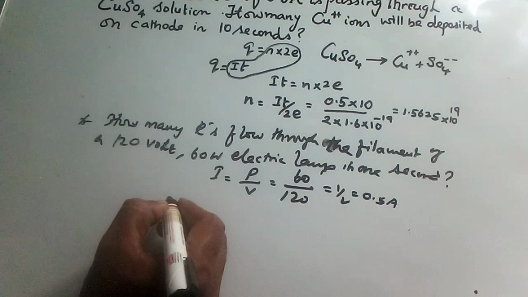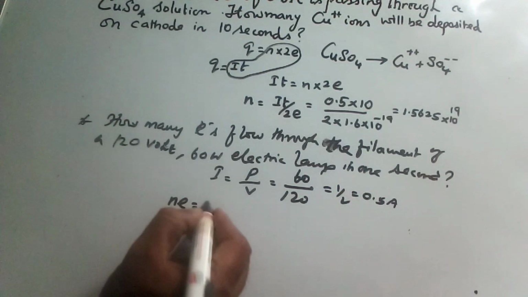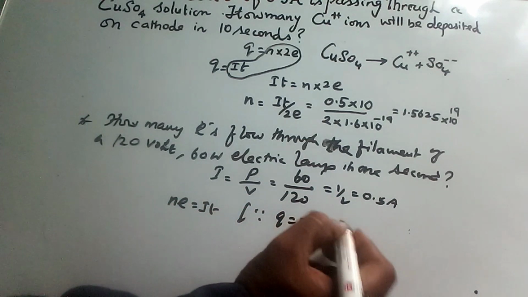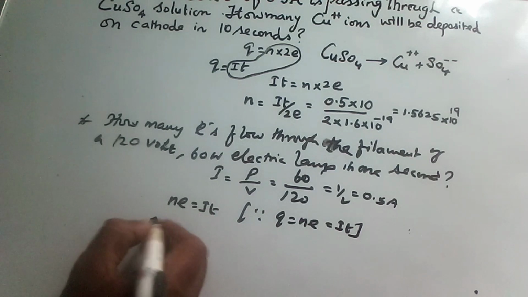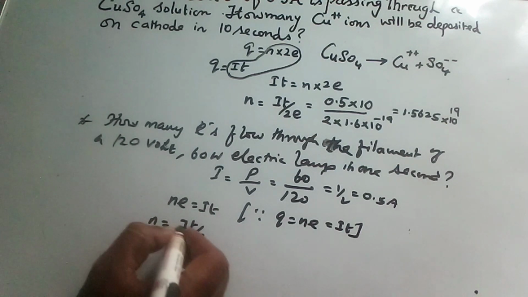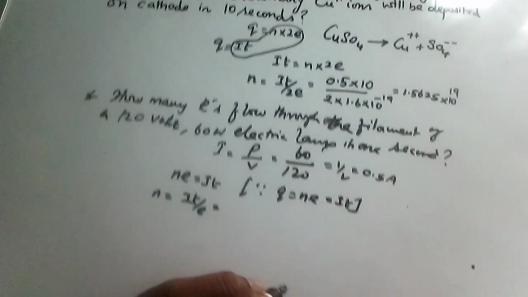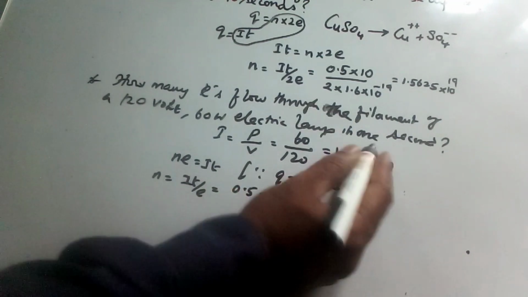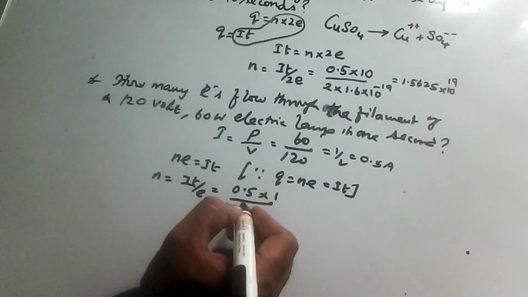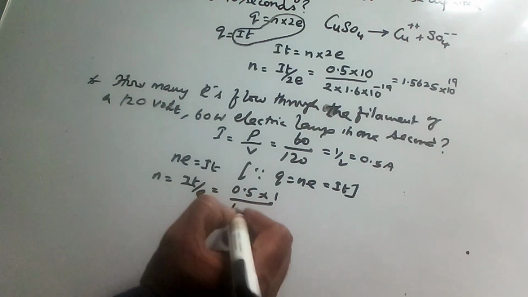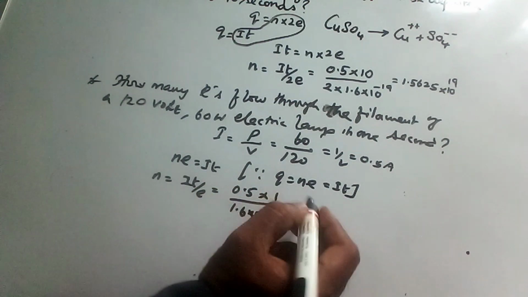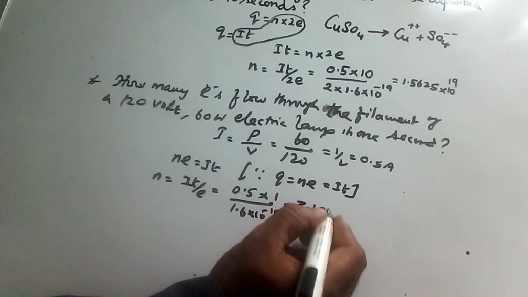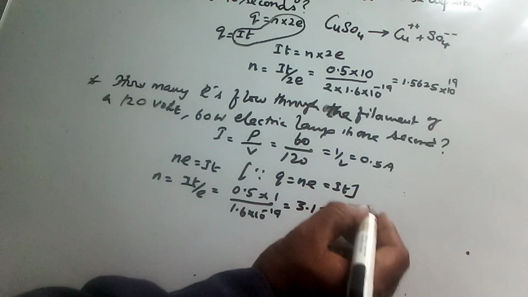Now we can calculate the number of electrons, that is n. Since Q equals n e and also equals I T, the number of electrons n equals I T by e. So current is 0.5 ampere, time is given as 1 second, so 1, and the charge of an electron is 1.6 into 10 power minus 19 coulomb. So if we simplify, we can get 3.125 into 10 power 18 electrons.